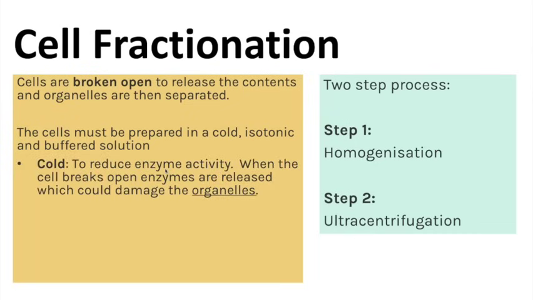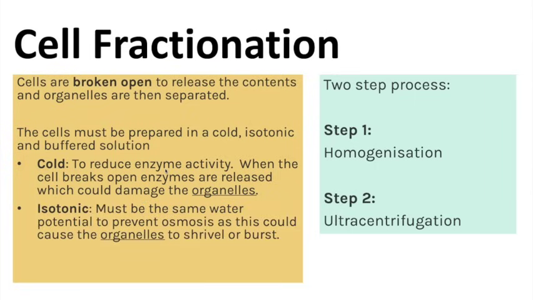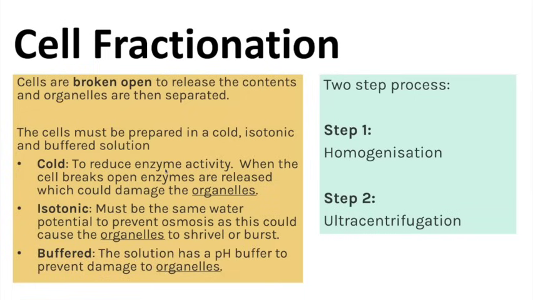So it has to be cold to reduce enzyme activity, and that's because when you break open the cell, you'll be releasing enzymes which wouldn't typically be in contact with the organelles and they might damage them. It has to be isotonic so that you don't have excess water moving in or out of the organelles by osmosis, because we don't want the organelles to burst or shrivel, because then we won't be able to study them. And it has to be buffered because if it became too acidic or alkaline, again, it could damage the organelles.